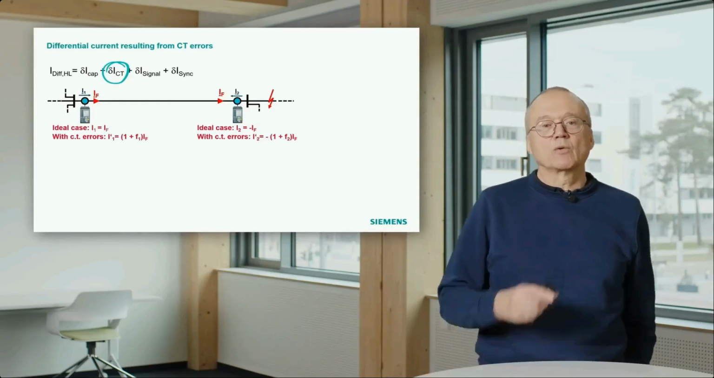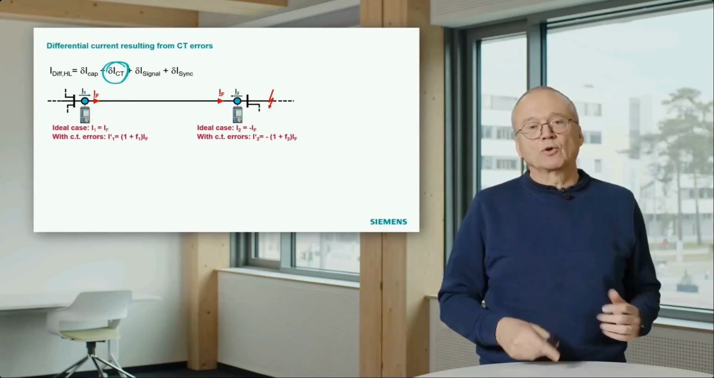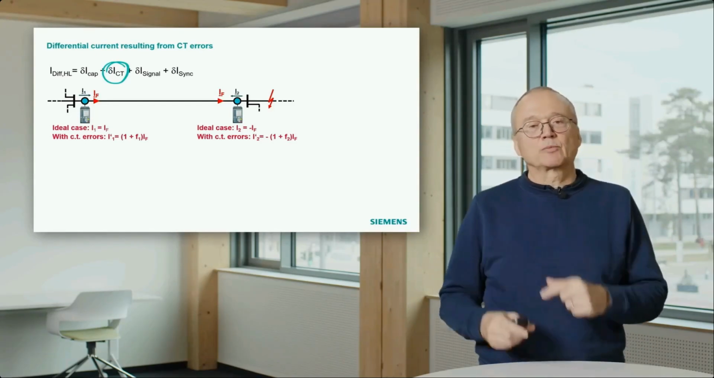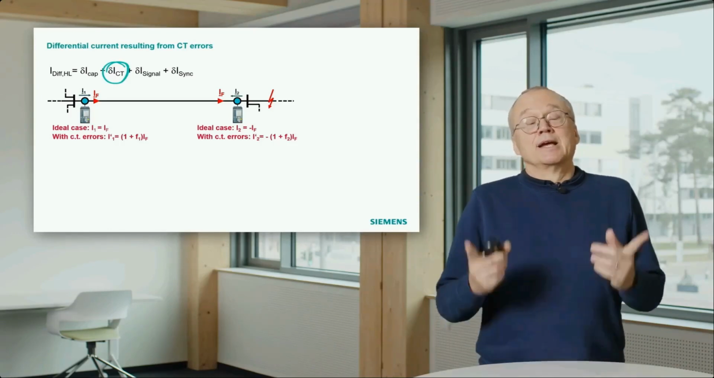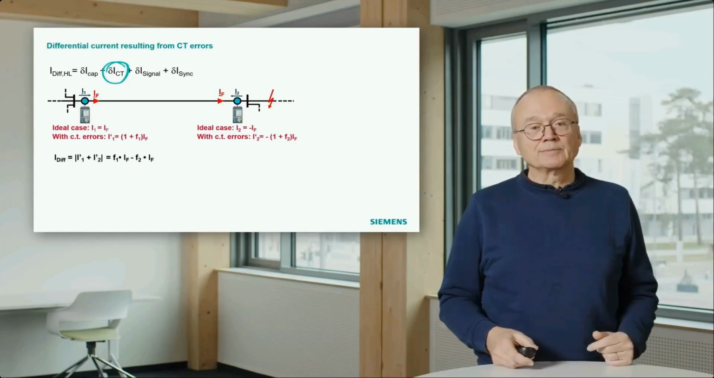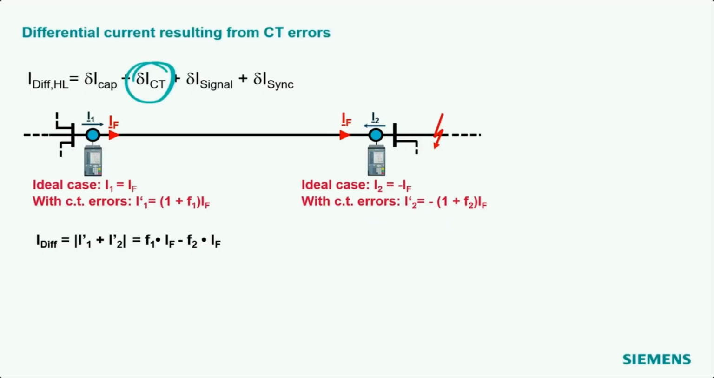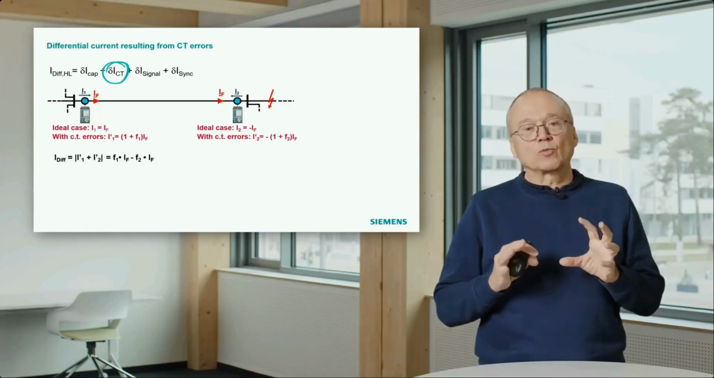In this case, I say we measure 1 plus the relative error F1 on the left side multiplied with the fault current, and the same on the right side. As long as these measurement errors are identical, that would be the result. The differential current is F1 multiplied with the fault current minus F2, the error on the right side, multiplied with the fault current. If F1 is equal to F2, it's not a problem. The differential current is again 0, but we want an estimation of the maximum differential current we can have. For that we have to take the worst case.